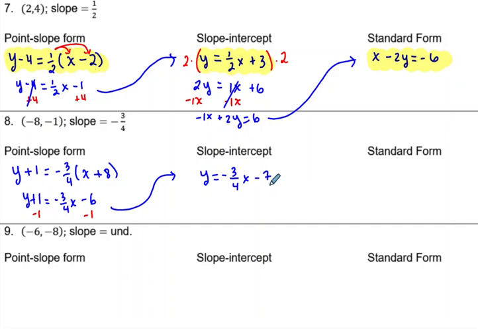And then turn it into a standard form. We're going to multiply both sides by 4. So 4y equals -3x. The 4's cancel out, that's -3x. -7 times 4 is -28. Bring this over, so we're going to add 3x on both sides.